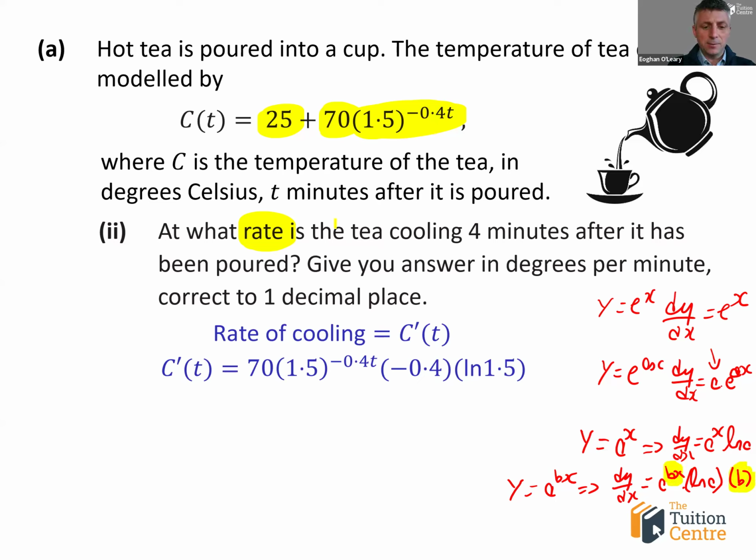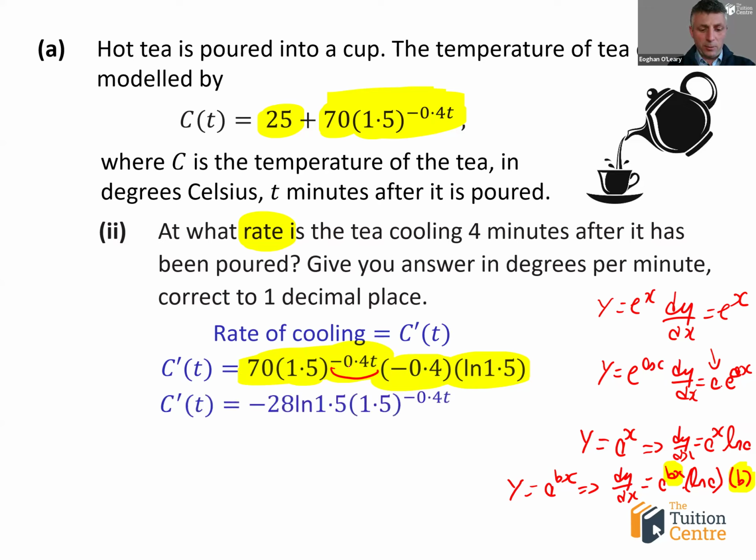Now, in this case, when we're focusing on this part up here, you get 70 times 1.5 to the power of minus 0.4T, but it is times the ln, the natural log of the base, ln of 1.5, but you're also multiplying by the minus 0.4 because it is the derivative of the power, the derivative of minus 0.4T. So there's a good bit going on there. You simplify it all down, right? And just to say that this part is all one aspect of it.